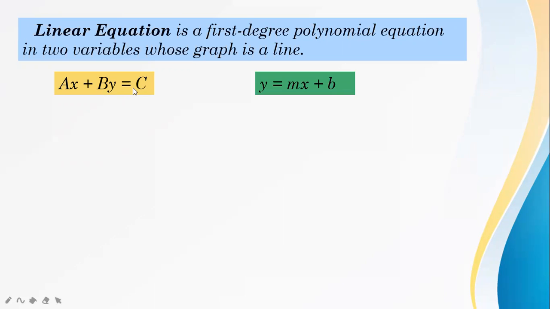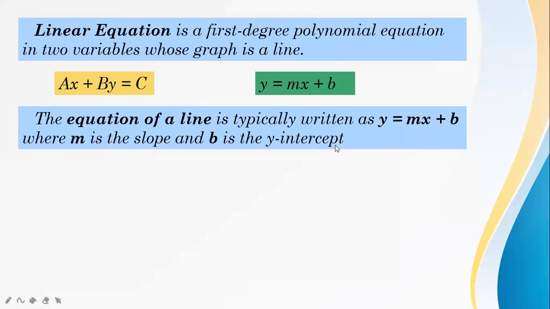A, b, and c are real numbers. A and b are not both equal to 0, and c is the constant, and a and b are the numerical coefficients of the variables x and y. And then we have y equals mx plus b, wherein m is the slope and b is the y-intercept. The equation of a line is typically written as y equals mx plus b, where m is the slope and b is the y-intercept.